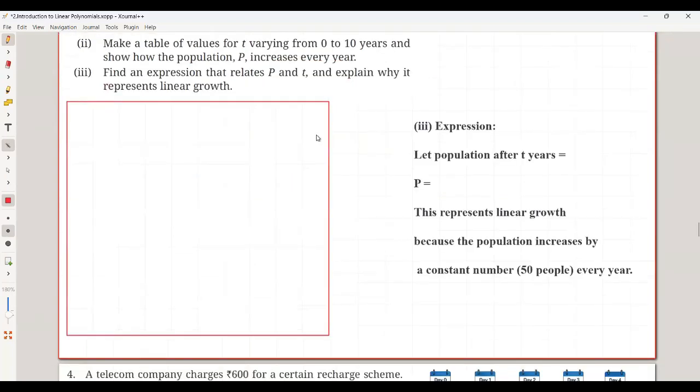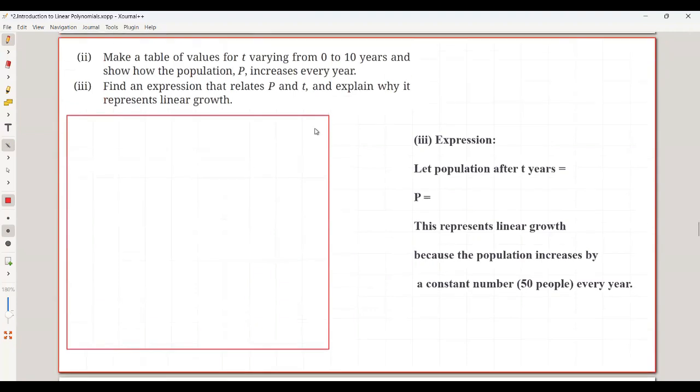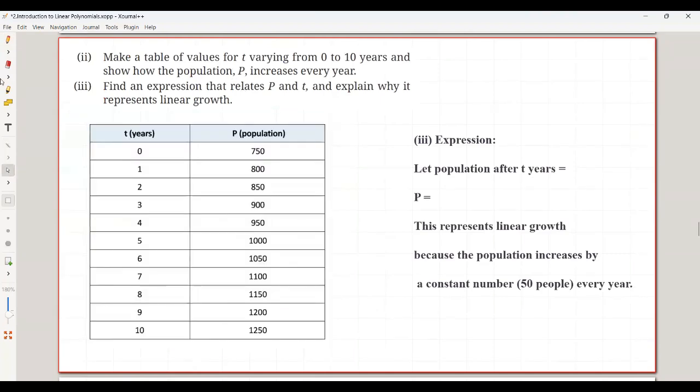Now the second one: make a table of values for T varying from 0 to 10 years and show how the population P increases every year. Here the tabular column is about T years, T representing years and P representing population. At 0 years, initially 750 people are in the village. After 1 year, 50 people are added, so just add 50.